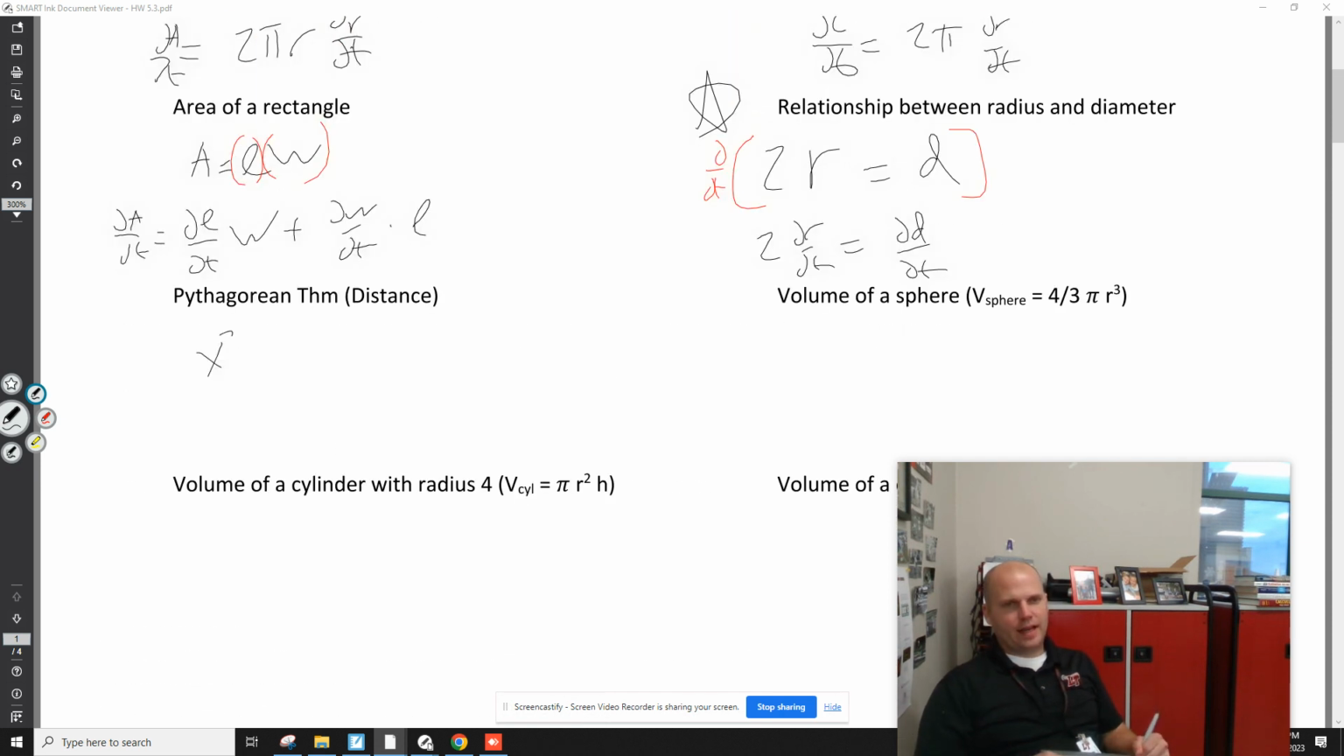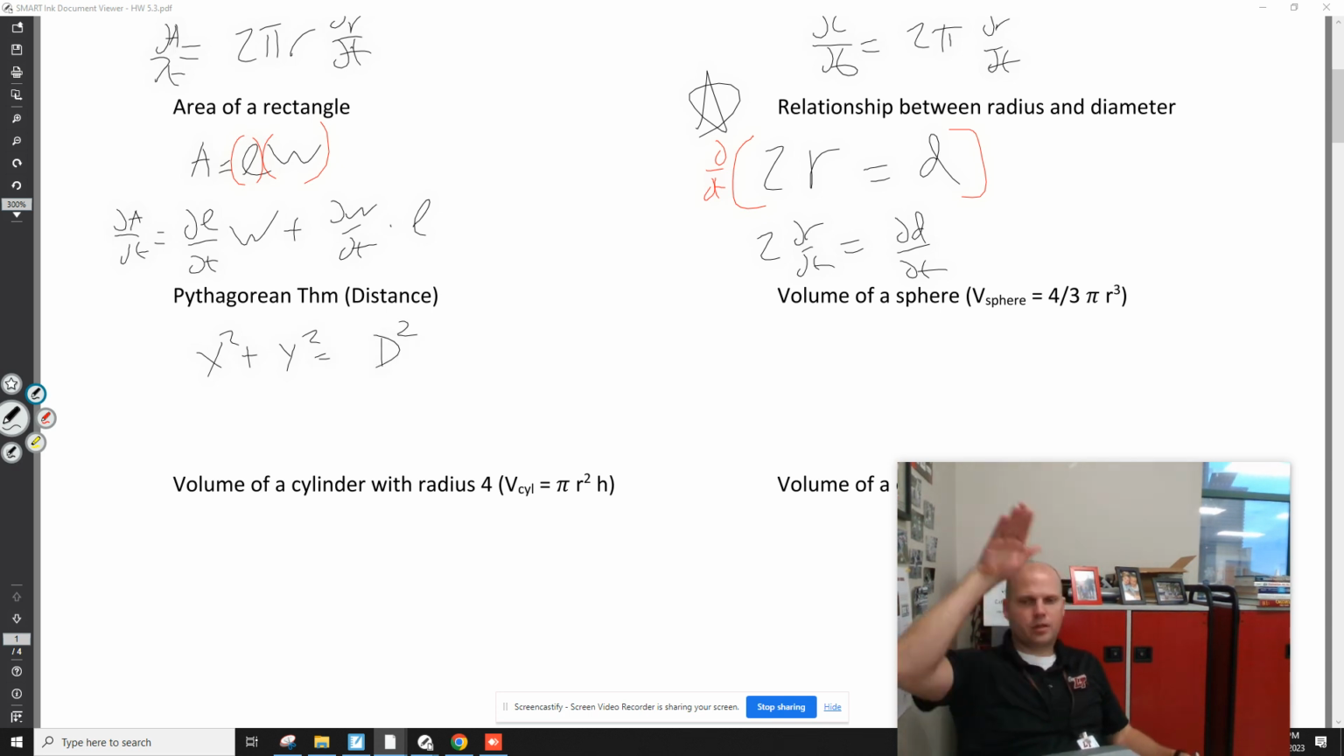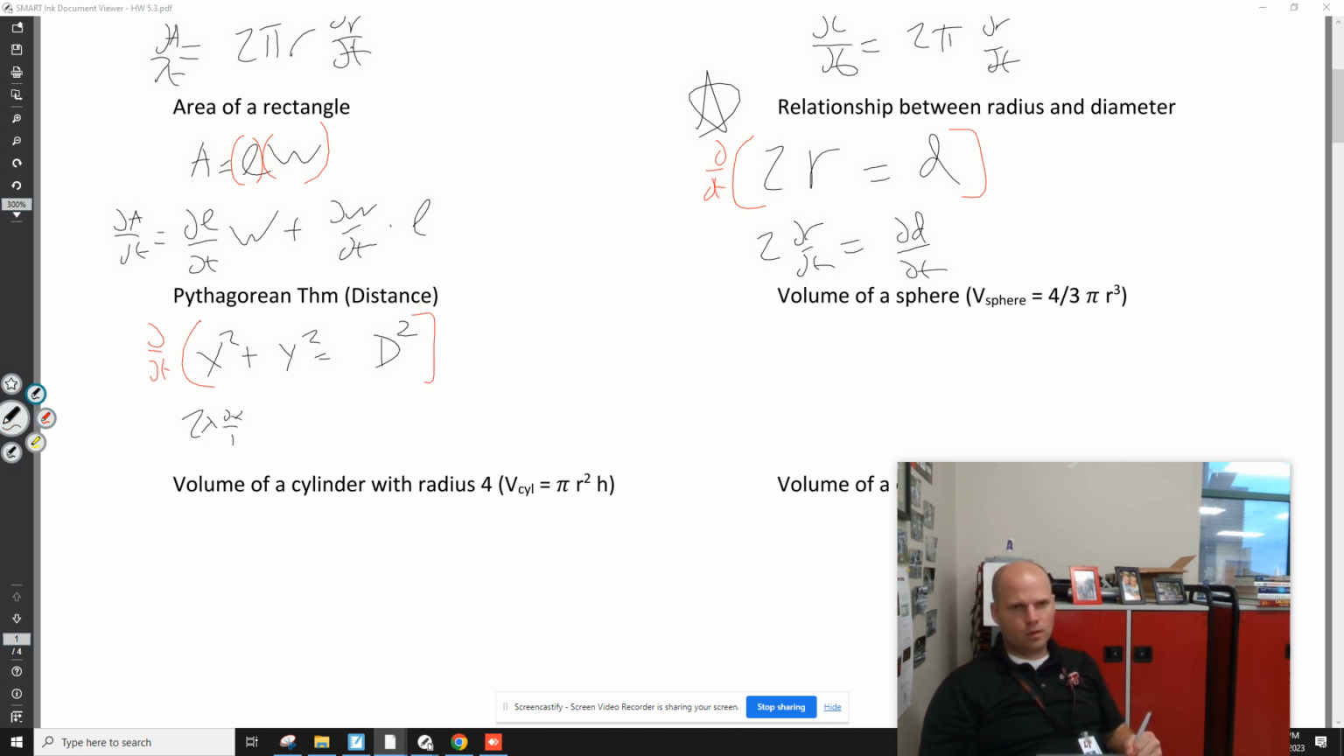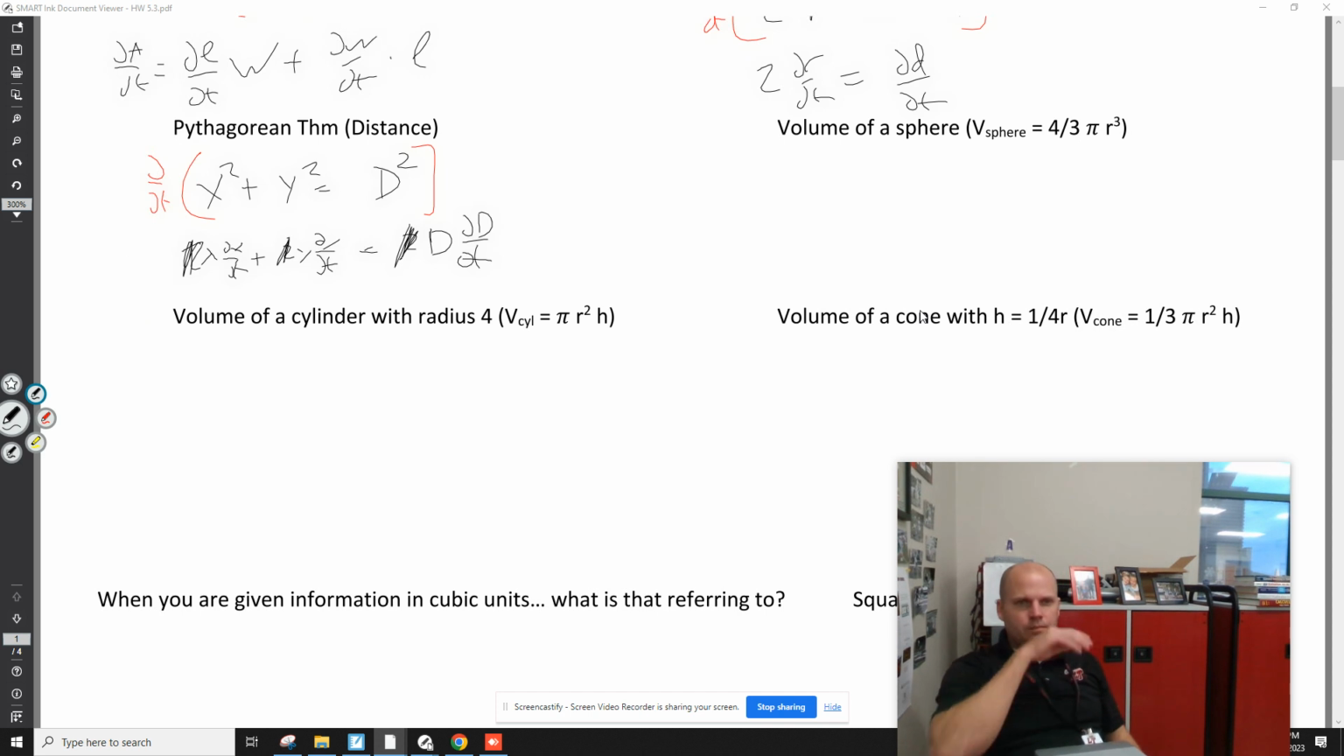Pythagorean theorem, we're going to use a lot in next class. a squared plus b squared equals c squared. We're going to say horizontal distance squared plus vertical distance squared equals diagonal distance squared. And when you take the derivative of this, you'll see, and this is something that we like to do all the time, you cross out the 2's. Cancel all the 2's because every single term has a 2.